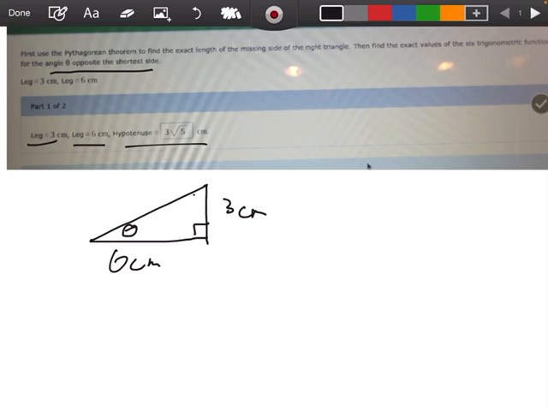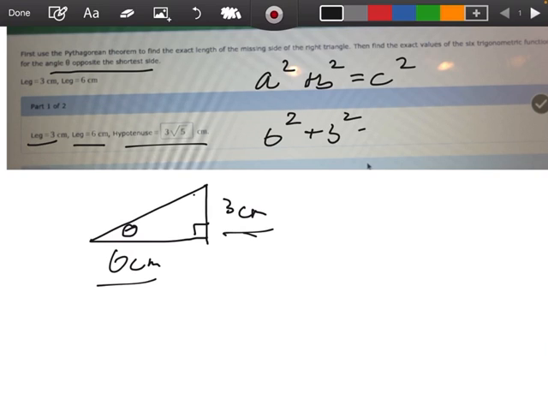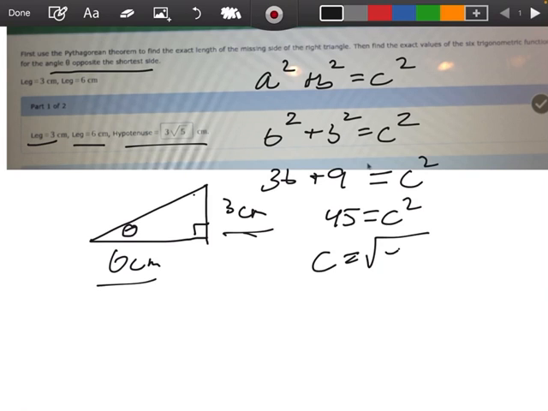So when we're doing the Pythagorean theorem, you remember a squared plus b squared equals c squared, right? So I can think of that as my a and that as my b. So we're going to say 6 squared plus 3 squared equals c squared. So that's 36 plus 9 equals c squared. So 36 and 9 should be 45. So 45 equals c squared. So to find c, we're going to take the square root of 45.